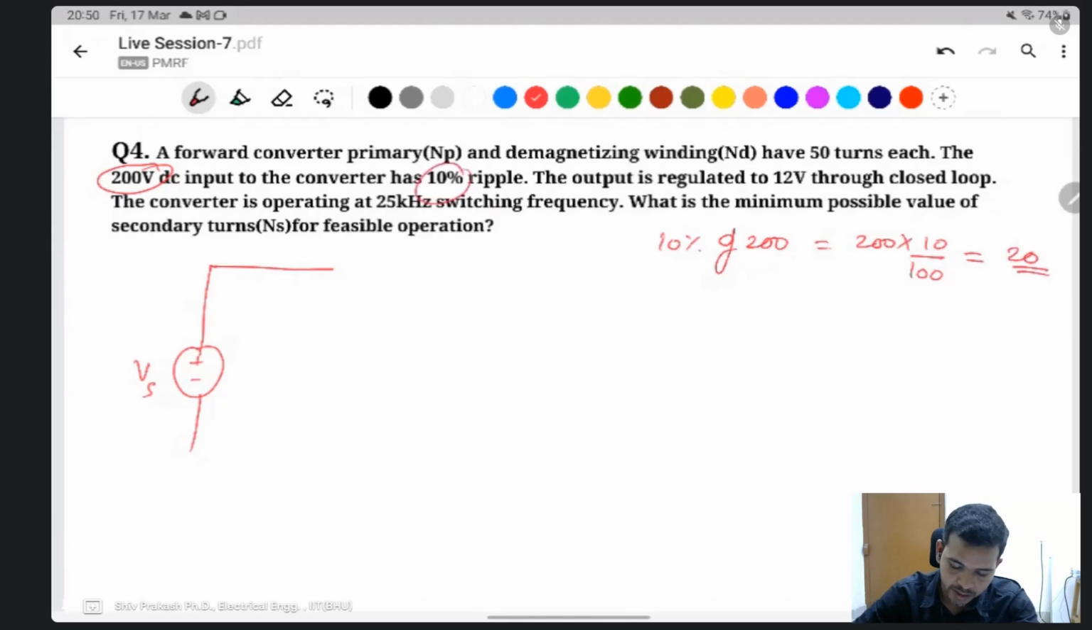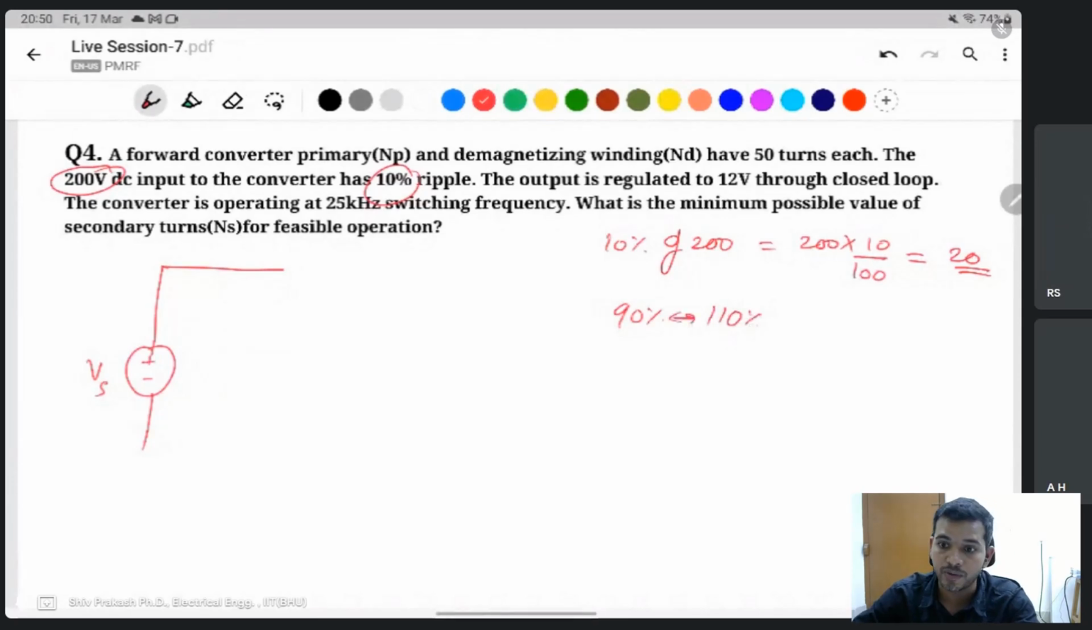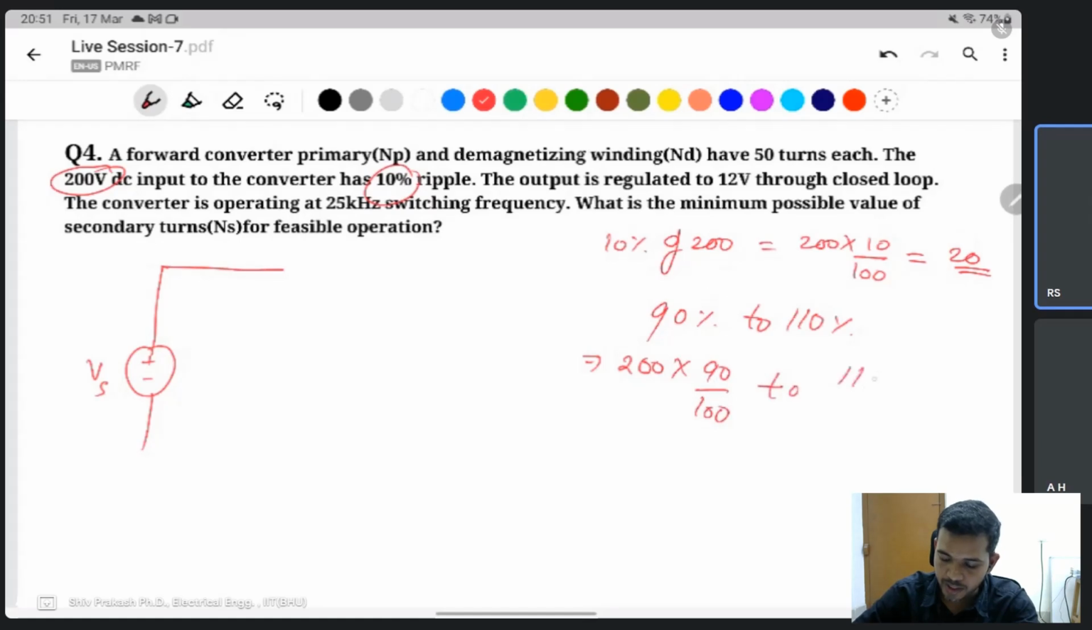You can say like that. This point, 20, I got it, sir. 90% to 110% you can say for the total value. About 10% ripple, it means 90% to 110%. Then apply 90% up to 110% of 200, divided by 100. Okay, this one is 180 volt and this one is 220 volt.